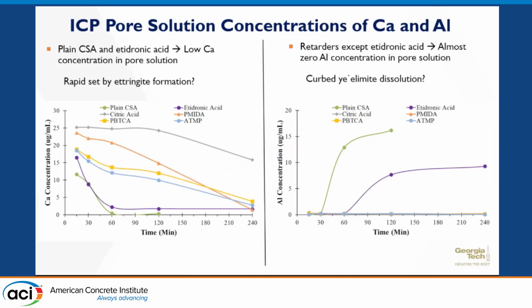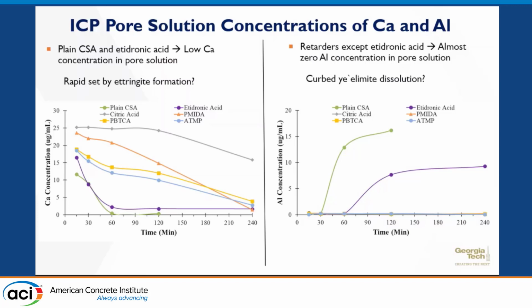To go deeper into that, we did ICP measurements to look at the concentrations of calcium and aluminum in pore solution, as we may relate these to certain phase formations such as ettringite and aluminite. On the left we have calcium concentration, and on the x-axis we have time. What I want you to notice is that citric acid and ethyluronic acid correspond to really low calcium concentration in pore solution right after about 60 minutes. It's almost none, which may be related to ettringite formation. Maybe that is the reason for this rapid set.